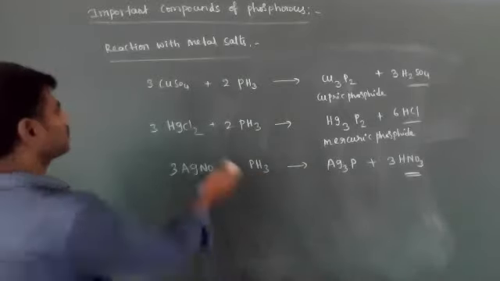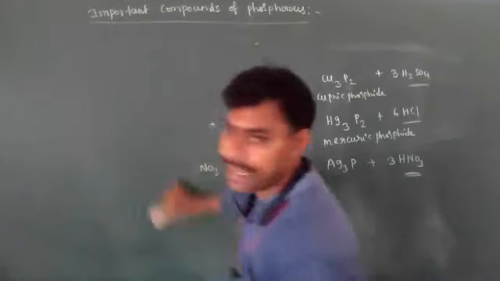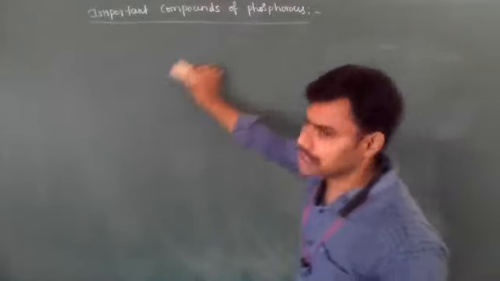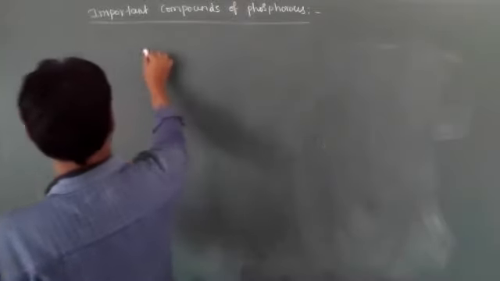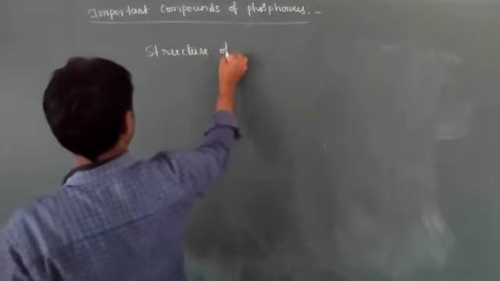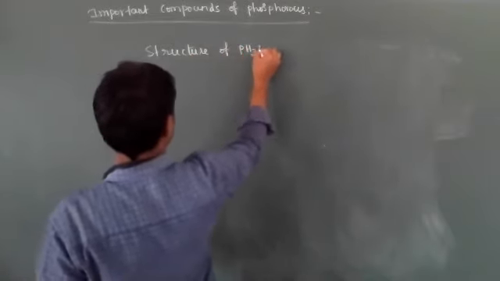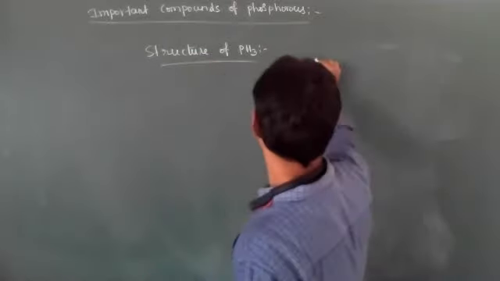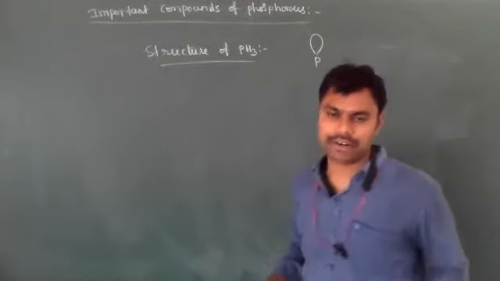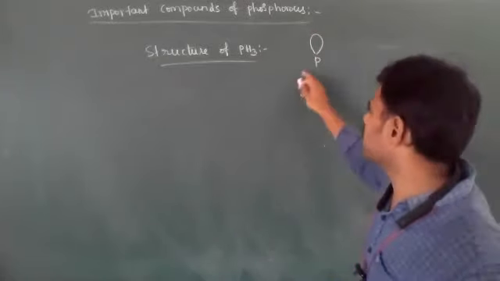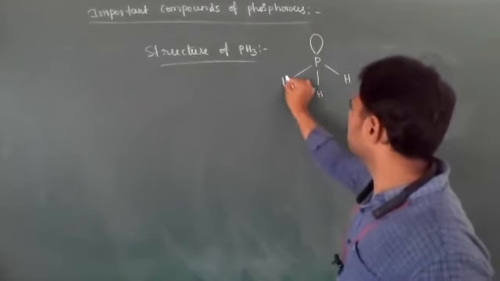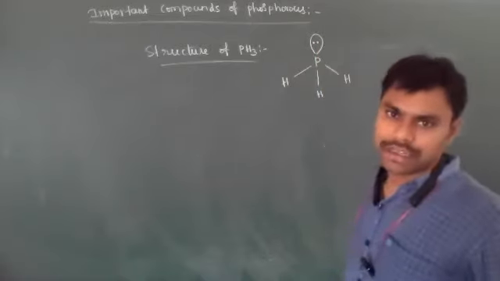Next, if you observe, the structure of phosphine is like ammonia only. So we know the ammonia structure. In the same way, the structure of phosphine PH3. We know very well the phosphorus is the central atom. In its valence shell 5 electrons are present. Out of those 5 electrons, 3 electrons are involved in bonding with 3 hydrogen atoms. That's why it has 3 bond pairs. 1 lone pair is present.